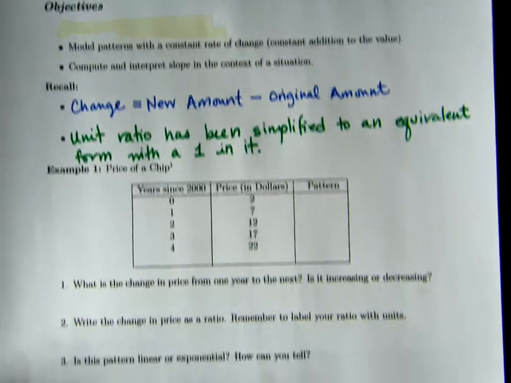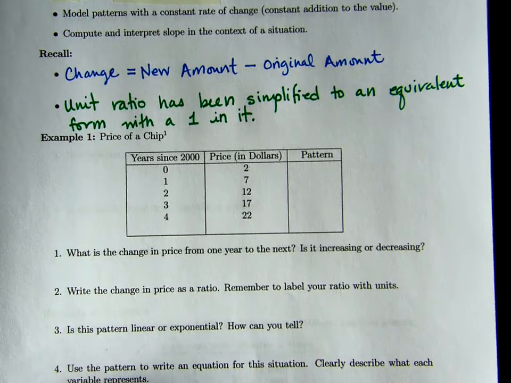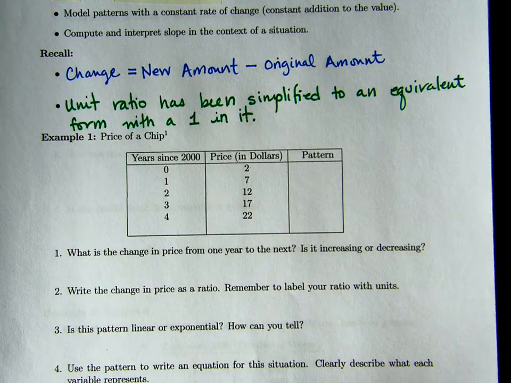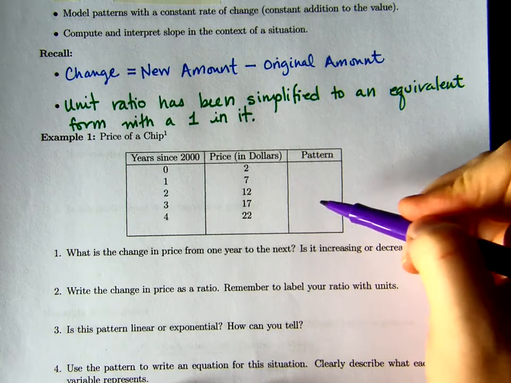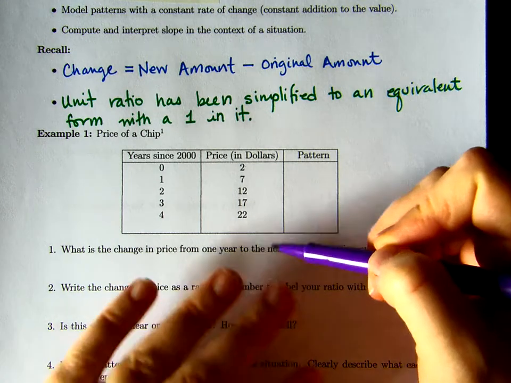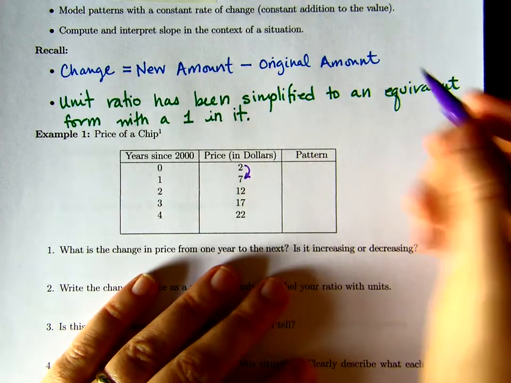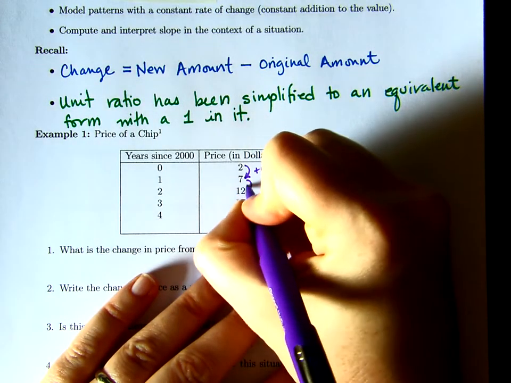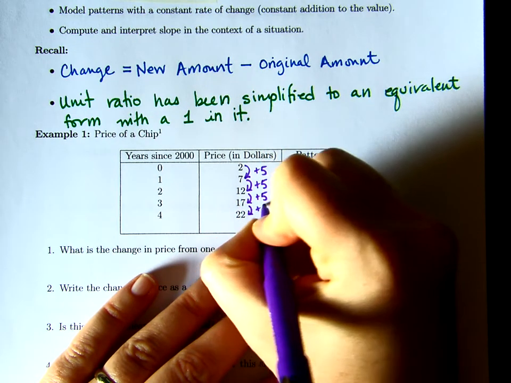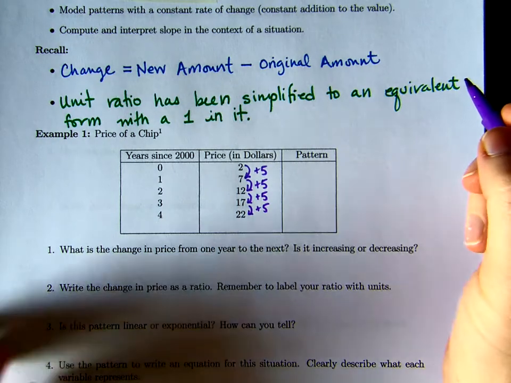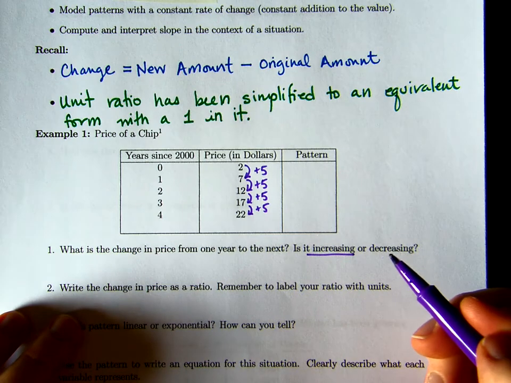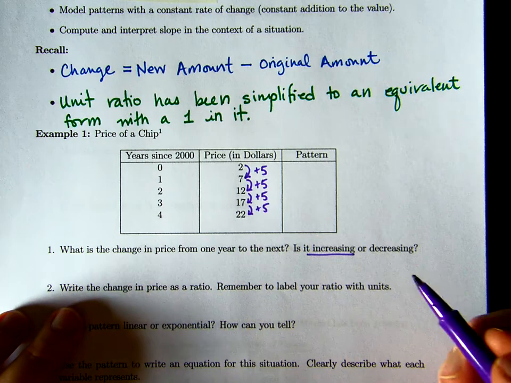Okay, let's take a look at example 1. Price of a chip. Now we've seen this before and we're revisiting this. Notice there's a spot for pattern here. What is the change in price from one year to the next? Well, I see a pattern. +5, +5, +5, +5. It is certainly increasing in price, and each year it goes up $5.